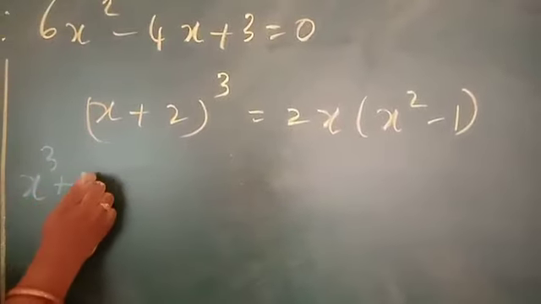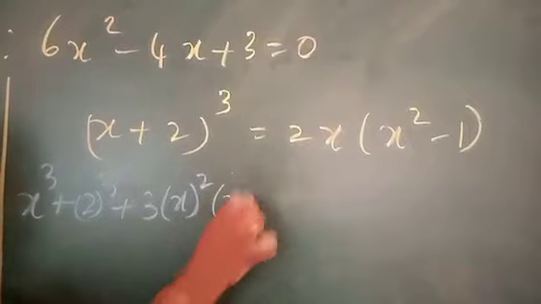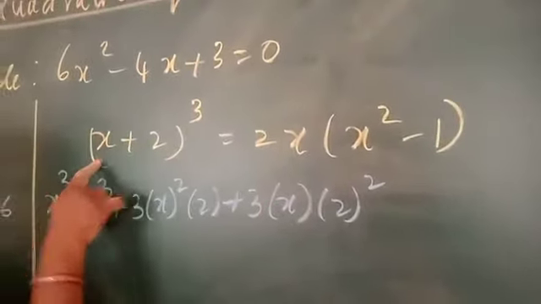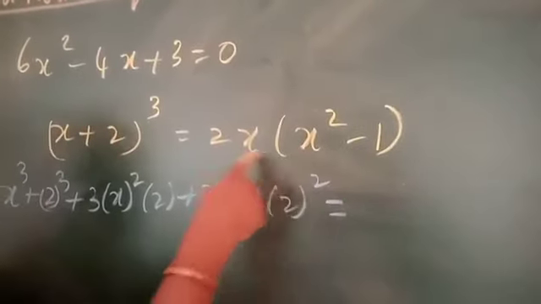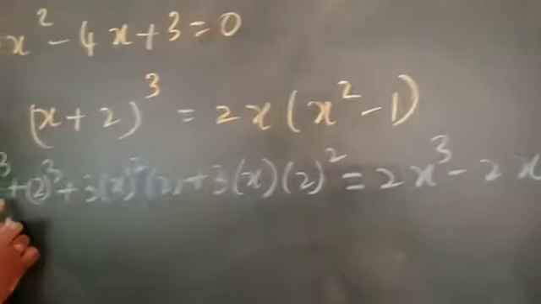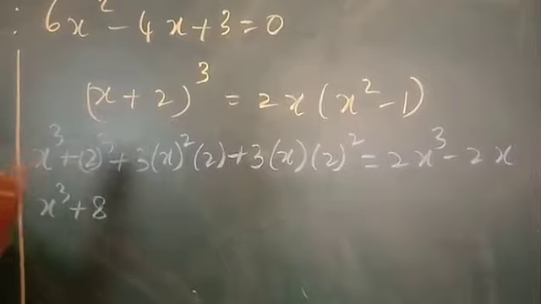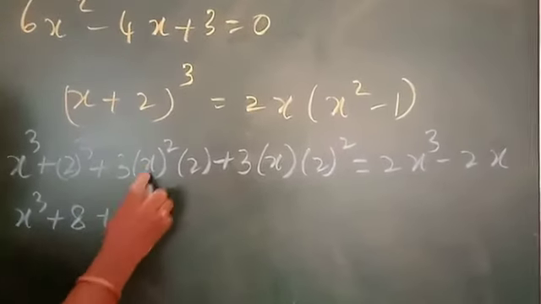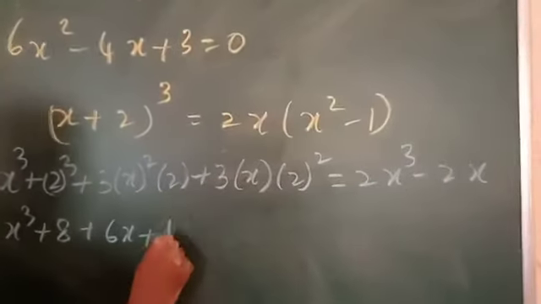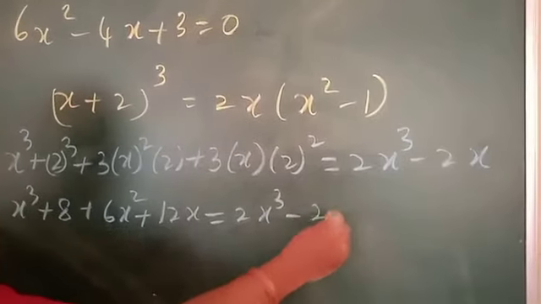a³ + b³ + 3a²b + 3ab², where x is the a and 2 is the b. This equals, you know how to remove this bracket, 2x into x² is 2x³ − 2x. So now x³, and 2³ is 8, because 2 into 2 into 2 is 8. The same way, 3x, 3 2s are 6, so 6x². And 2² is 4, 4 3s are 12, 12x. And this is equal to 2x³ − 2x.